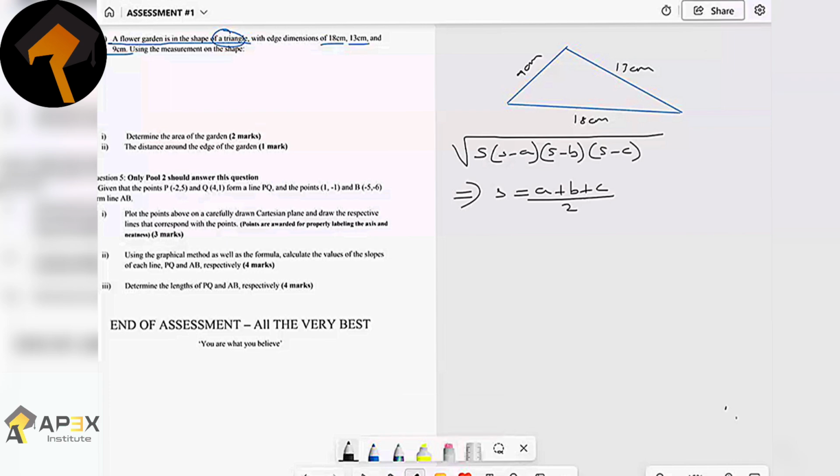All right. So here we go. We're going to go ahead and find s. s is equal to, and we're going to label our sides as a, b, and c. Any side can be a, b, or c, guys. So this is going to be 9 plus 13 plus 18, divided by 2. 9 plus 13 is 22, 22 plus 18 is 40, and 40 divided by 2 is 20. So the semi-perimeter is 20.